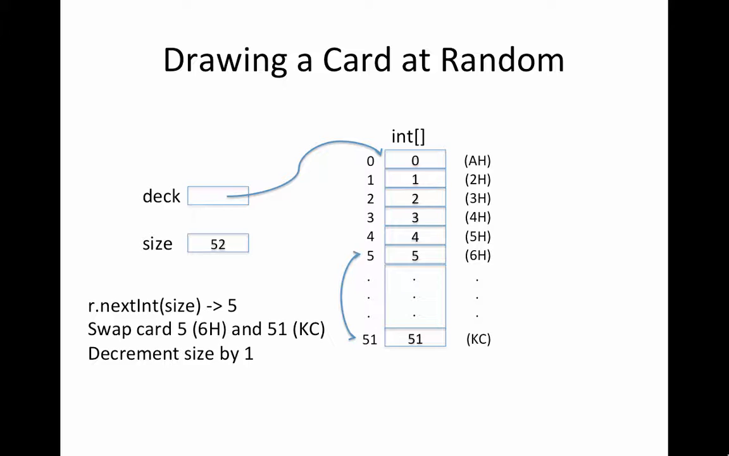What we're going to do now, remember that 5 is actually the 6 of hearts, is swap the card at position 5 of the array with the last card, which is 51, the king of clubs. And we also need to make sure that we decrement the size by 1 so that we can no longer draw the last card of the deck. As you can see, we just made this swap. So now position 5 of the array has the value 51, position 51 of the array has the value 5, and the size is 51, which means that we can no longer draw the card 5.